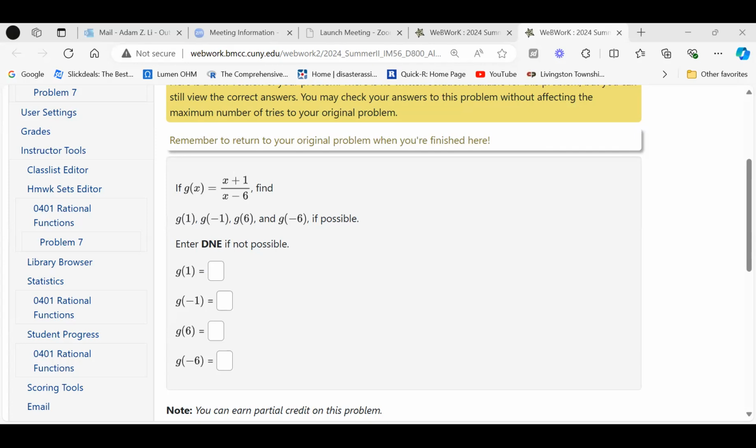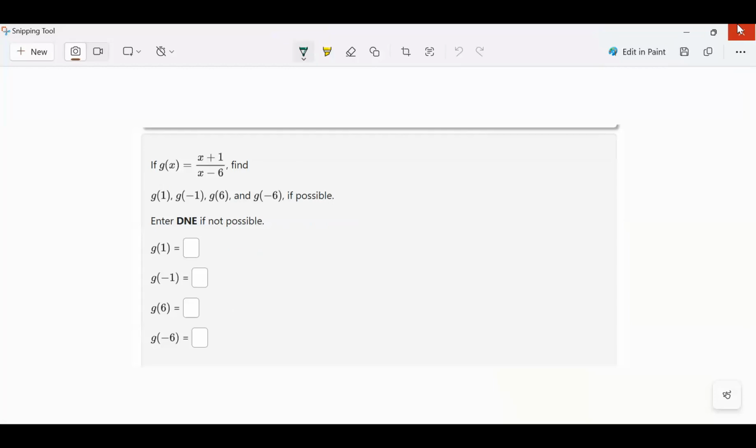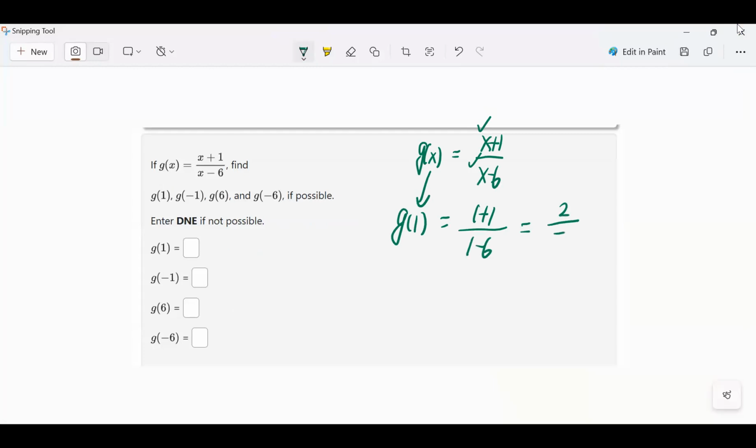Let me share the screen. There we go. Okay, so we get g of x equal to x plus 1 over x minus 6. Now, first one, we're going to do g of 1, meaning x becomes 1. So right here, replace x with a 1. So it's 1 plus 1 on the top and 1 minus 6 on the bottom. So it'll be 2 over negative 5. And usually we rearrange it as minus 2 over 5.